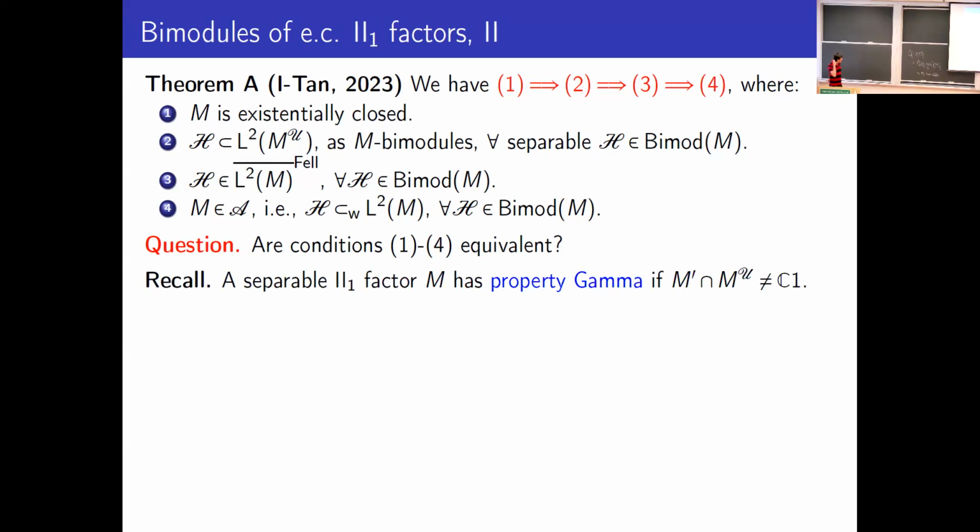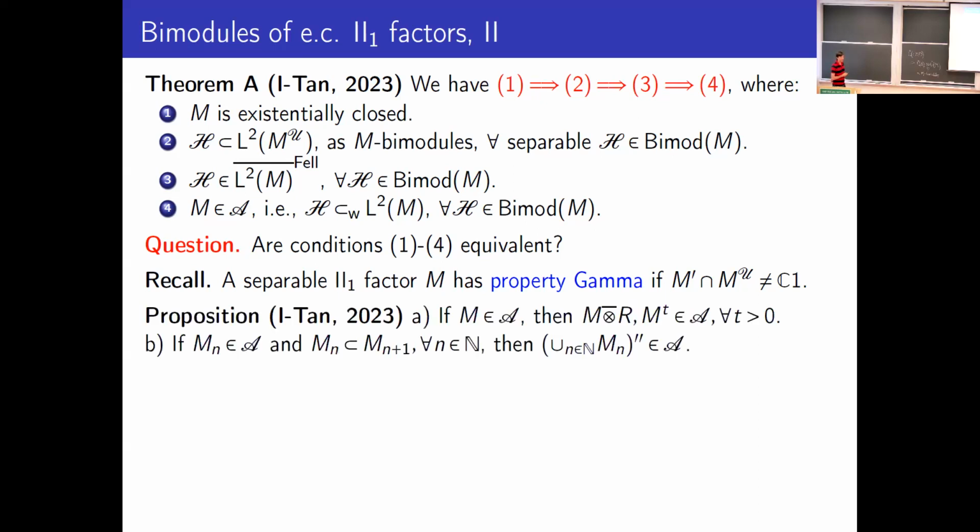So to tell you a bit more about this question, let me recall that a separable II1 factor M has property gamma of Murray and von Neumann if, when we look at the diagonal embedding of M into M^U, this is not irreducible. So M' intersected with M^U, the relative commutant of M in M^U, is not the scalars. Or in other words, there are asymptotically central sequences in M that are not trivial, that are not asymptotically scalars.